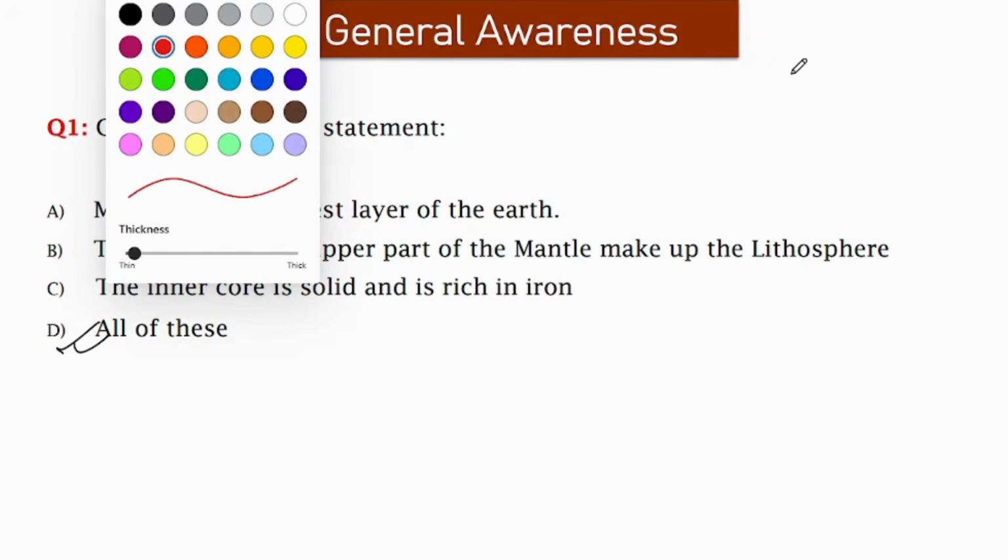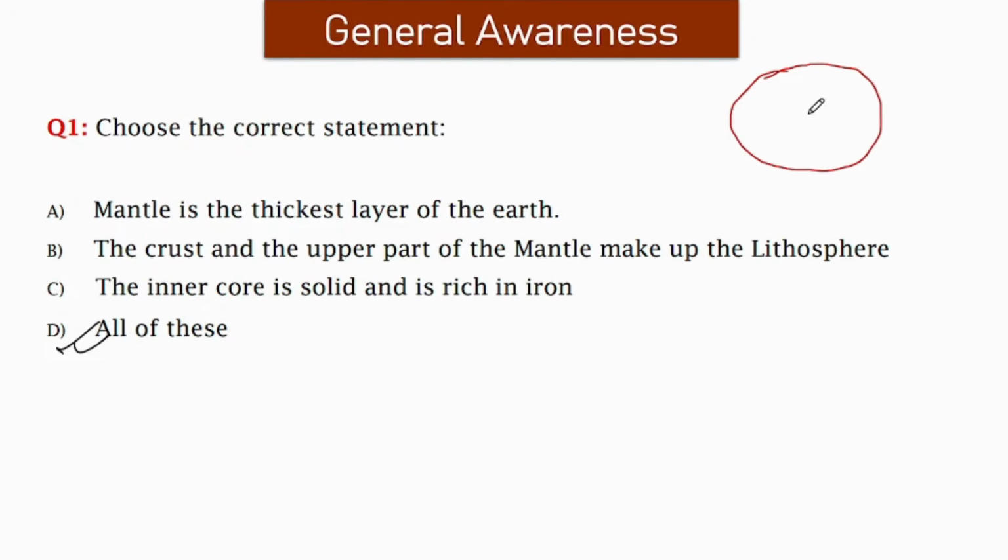Let me draw this figure for you. Let's say this is Earth. This is the inner core. This is the outer core. This is the outermost part on which we live, that is called crust. After that, the mantle. So mantle is the thickest layer of the Earth. I told you the thickness is 2,900 kilometers. After that, the crust and the upper part of the mantle make up the lithosphere. This is also correct.